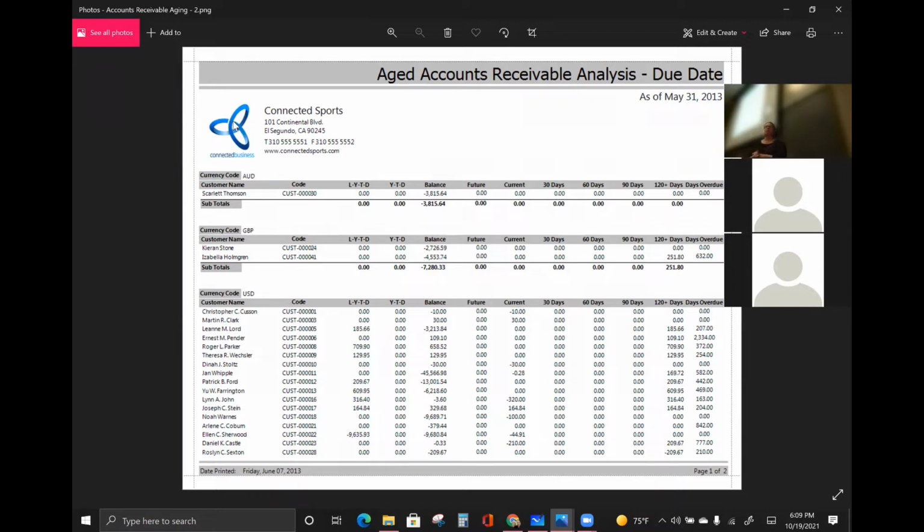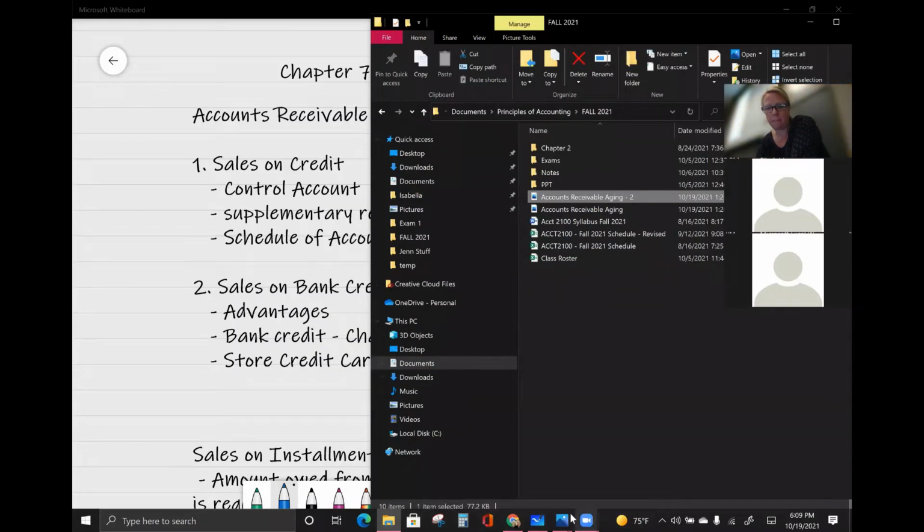In the end, if I run this report at the end of the month, I will get a number that tells me the amount that's still outstanding, how long it's been outstanding since we sold, and then what the total is, and that total should tie into your general ledger. We call that a control account. We'll talk about that again when we do accounts payable, but I wanted to give you an example of what it looked like.